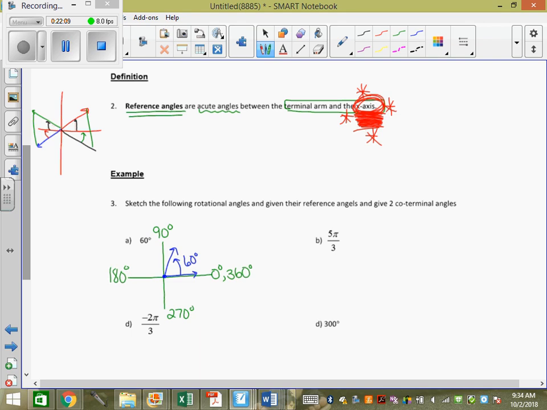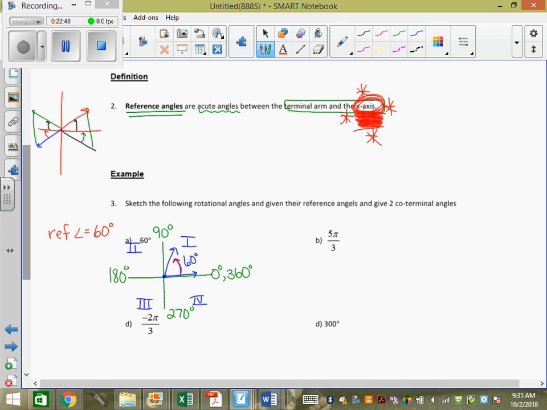What's my reference angle? So what can we say about angles in quadrant 1? Yes. In quadrant 1, your angle is the reference angle because the angle from the x-axis to the terminal arm is the angle. That's there already. So my reference angle is 60 degrees because it's from the x-axis to the terminal arm. So all quadrant 1 angles from 0 to 360, obviously, the reference angle is that.